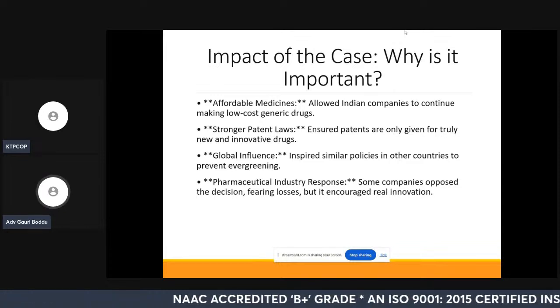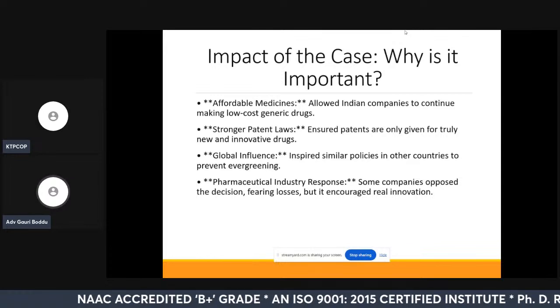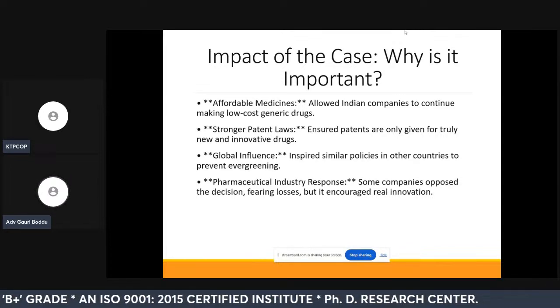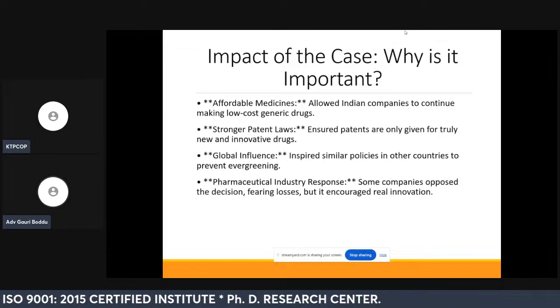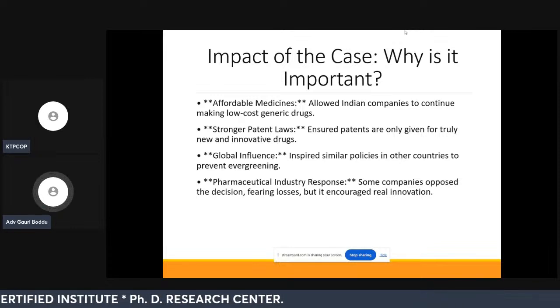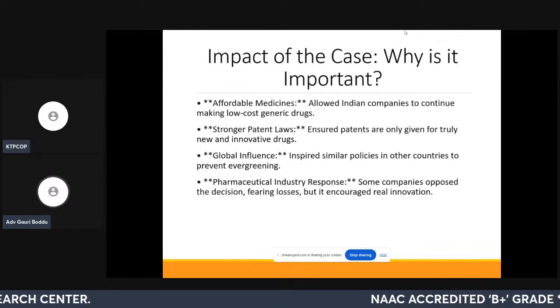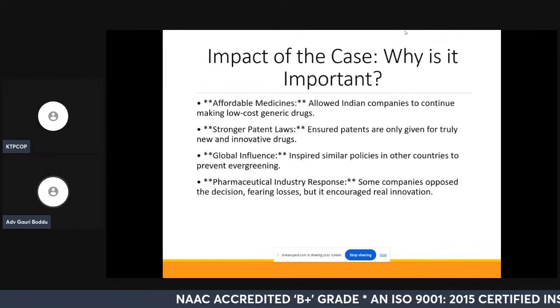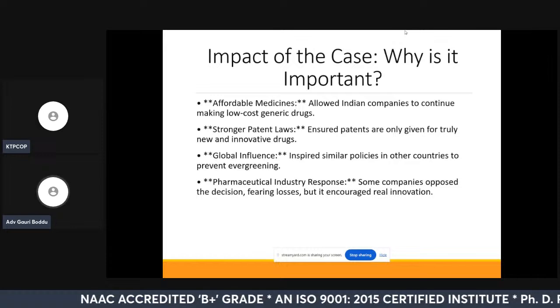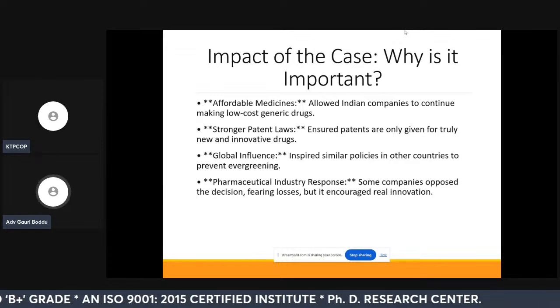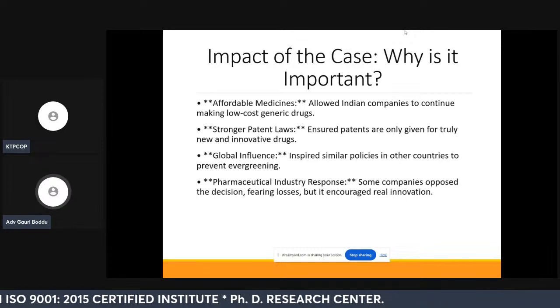So, global influence. It inspired similar policies in other countries to prevent evergreening. And the pharmaceutical industry's response: some companies opposed the decision, fearing losses, but it encouraged real innovations. Some companies also opposed the decision. How is this possible? But no, the Supreme Court has given the judgment that it should be affordable to everyone, it should be new, it should be balanced. Therefore, this was given by them.